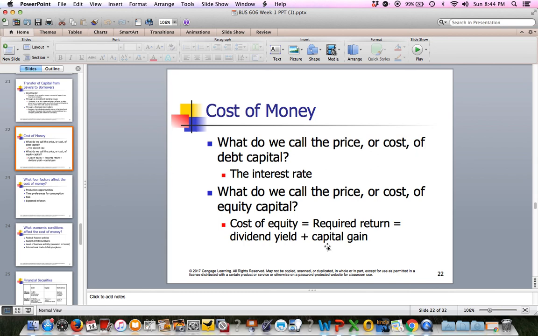So it says here, what do we call the price or cost of equity capital? Basically the cost of equity. And the cost of equity is kind of made up of both the required return, which is also the dividend yield, plus the capital gain. And we'll talk more about that in future weeks of our class.